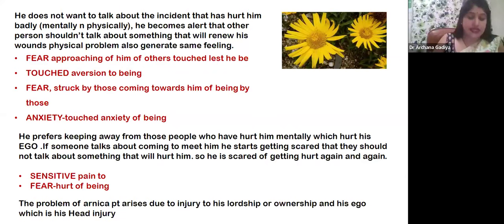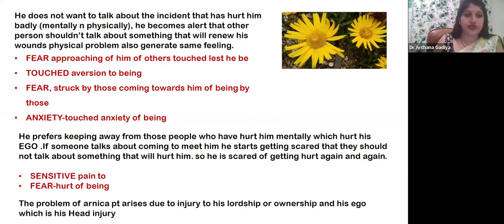The problem of the Arnica patient arises due to the injury to his lordship or ownership and his ego. It is just like a head injury for him. So head injury is when you consider yourself the head of the family. You consider yourself something of prime importance in the family. After you, there are other members of the family, and when there is an injury to this ego of being the head of the family, at that time you start suffering.